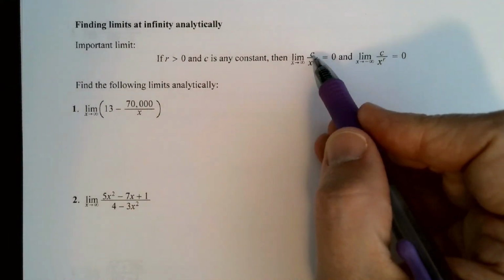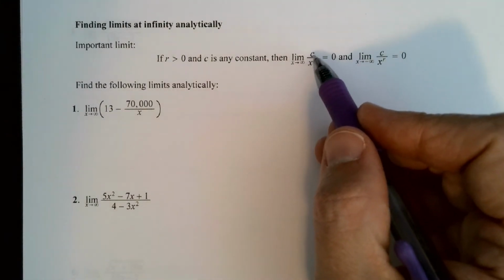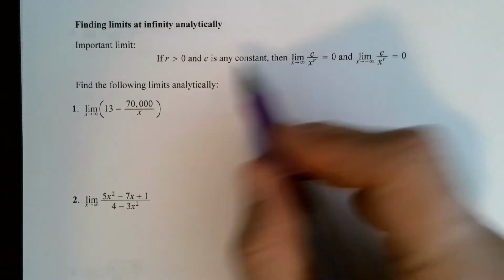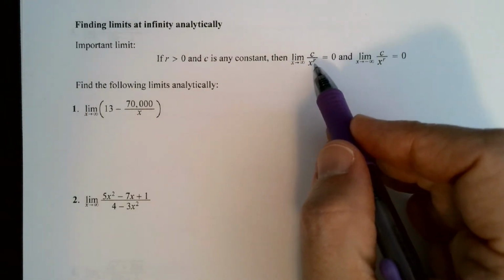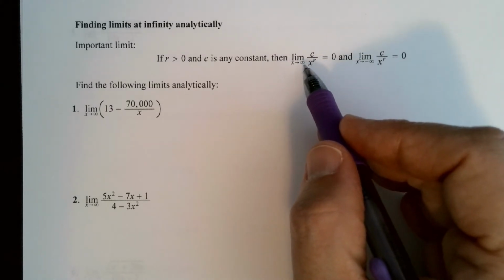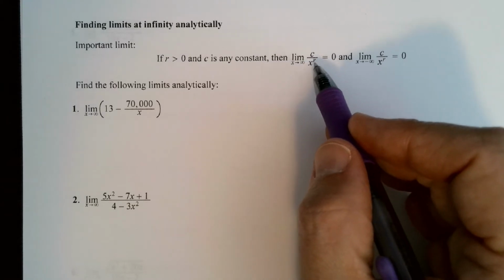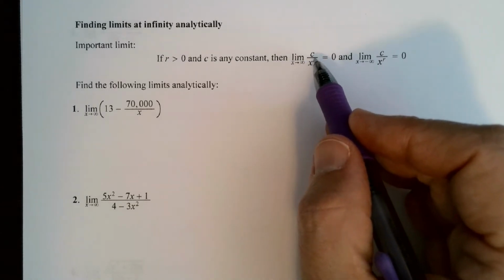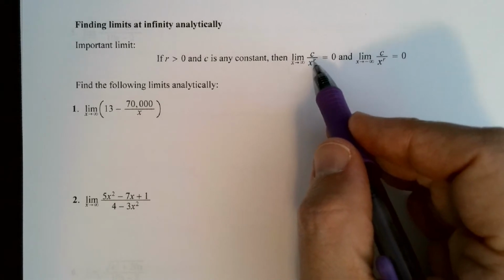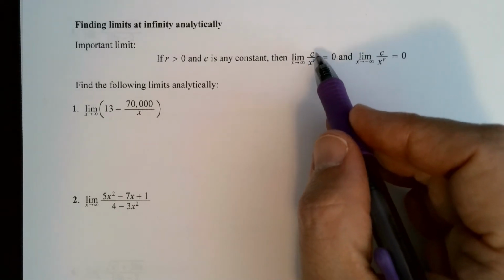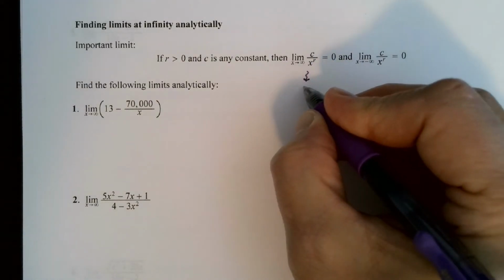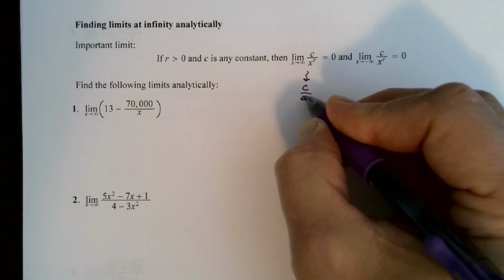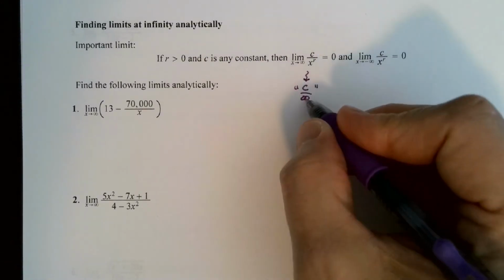C is some constant. Now, it doesn't matter how big or small that constant is. X to the r, since r is positive, is always going to be getting larger and larger in absolute value as x goes to infinity. Okay? And so what's happening, we have a fixed value divided by a value that's getting larger and larger. So over time, the form of this limit is going to be c over infinity, we say, because the bottom is going to infinity, right?